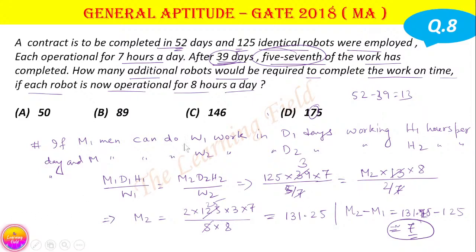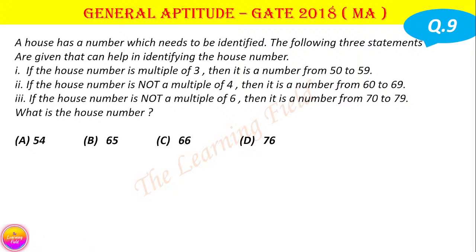Now going to the next question, question number 9. It says that a house has a number which needs to be identified. The following 3 statements are given that can help in identifying the house number. Statement 1 says that if the house number is a multiple of 3, then it is a number from 50 to 59. The second statement is if the house number is not a multiple of 4, then it is a number from 60 to 69.